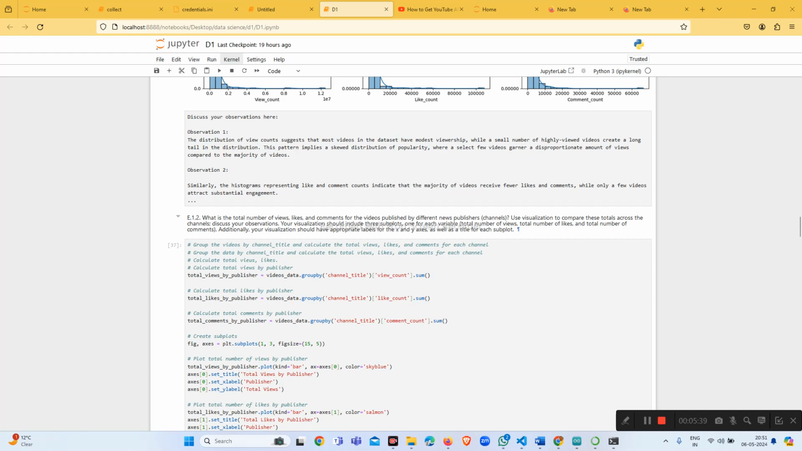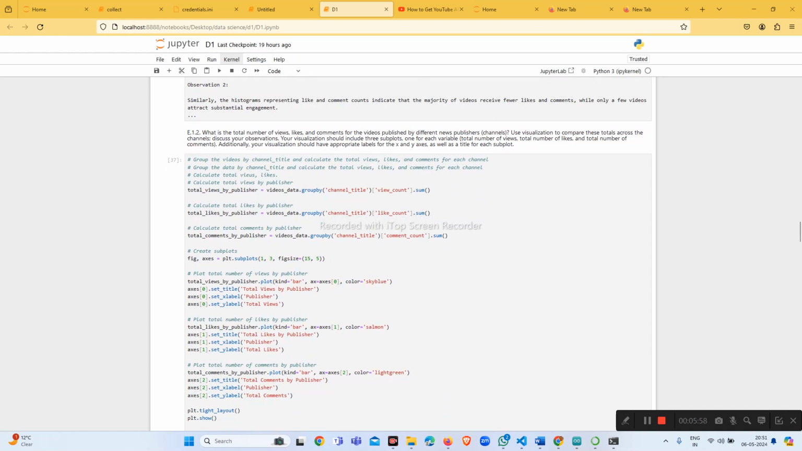Use visualization to compare this total across the channel. Discuss your observation. Your visualization should also include three subplots, one for each variable: total number of views, total number of likes, and total number of comments. Additionally, your visualization should have appropriate labels for the X and Y axes as well.